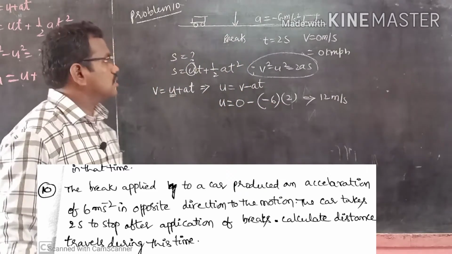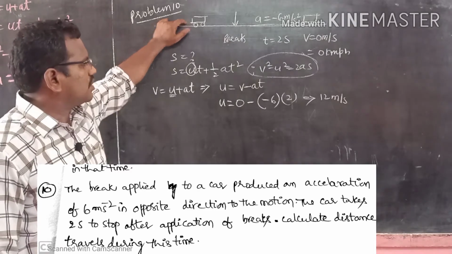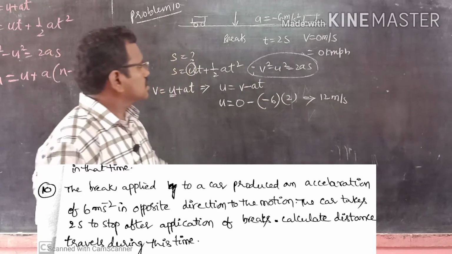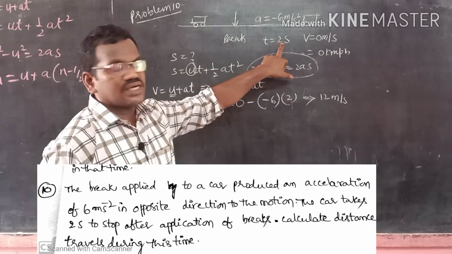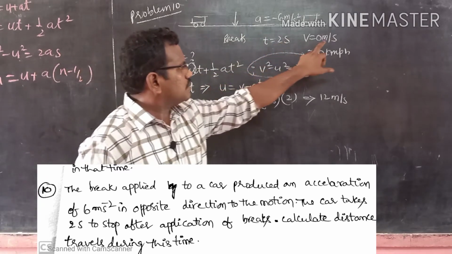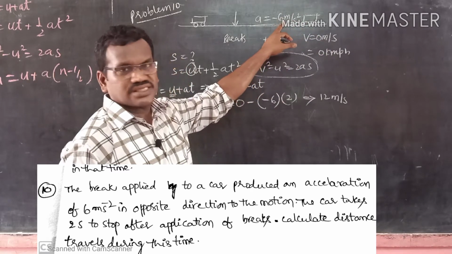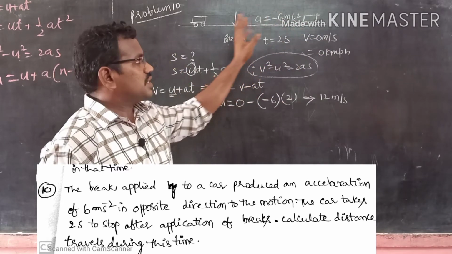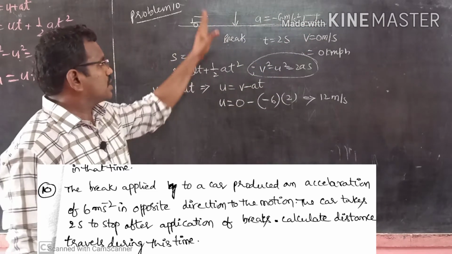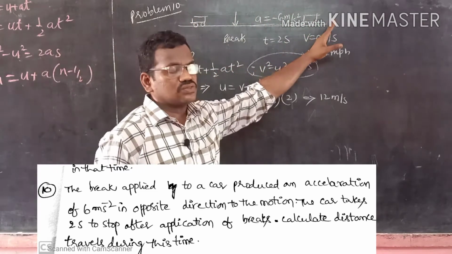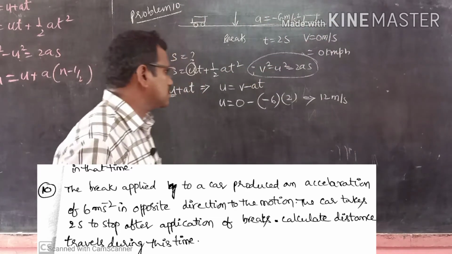What does it mean? The train or otherwise the car which is traveling at a speed of 12 meter per second then applied the brake. After applying the brake, it takes 2 seconds and comes to rest. Meanwhile, its acceleration is negative. Why? Because whenever your body comes to rest, acceleration is always negative. Because it is changing from maximum speed to minimum speed.